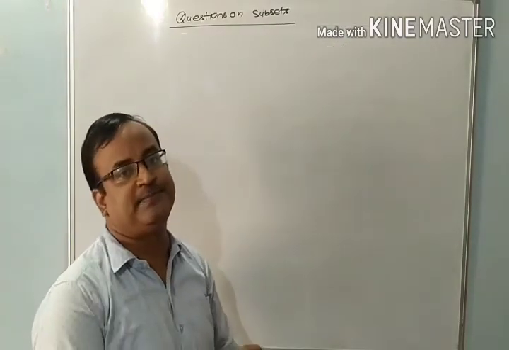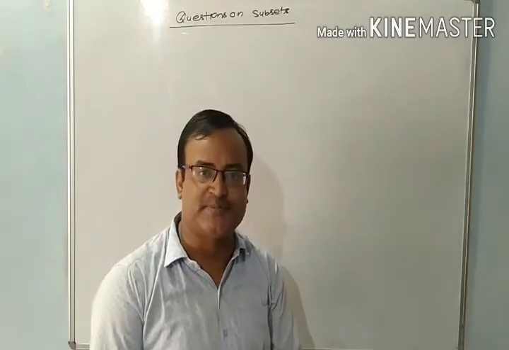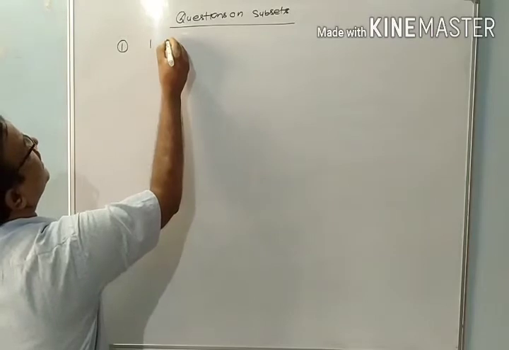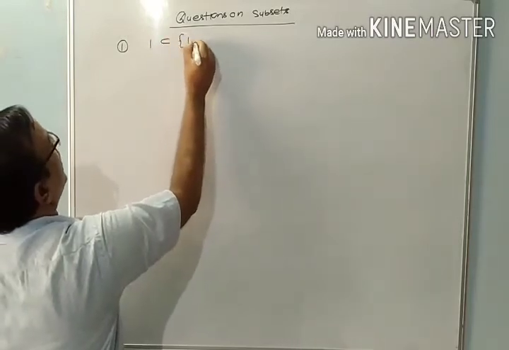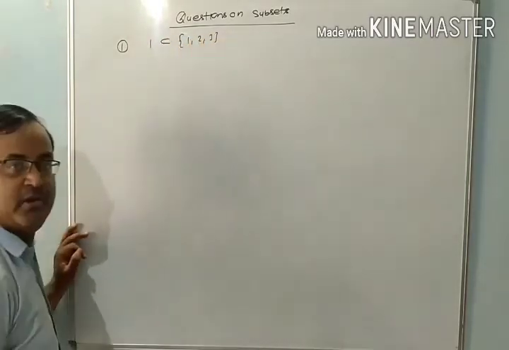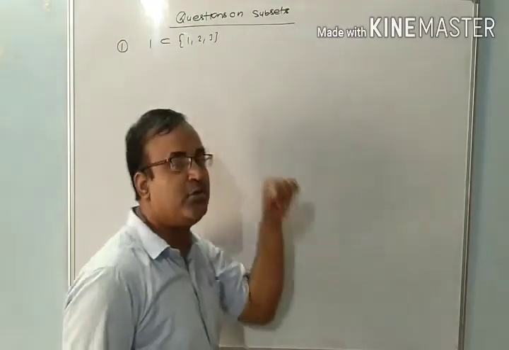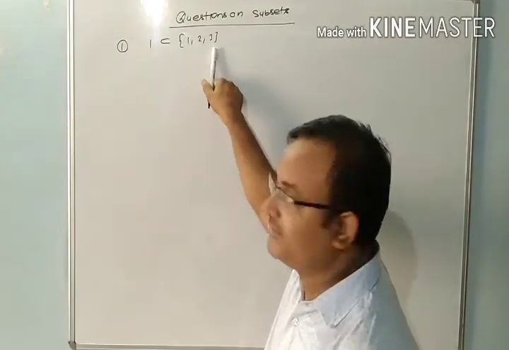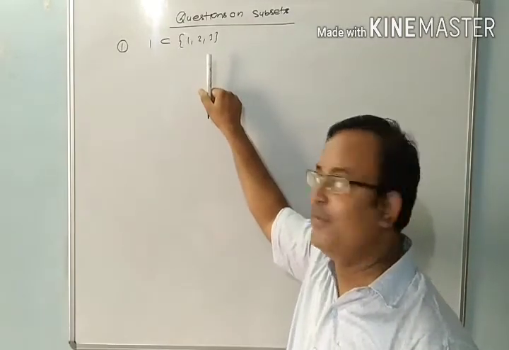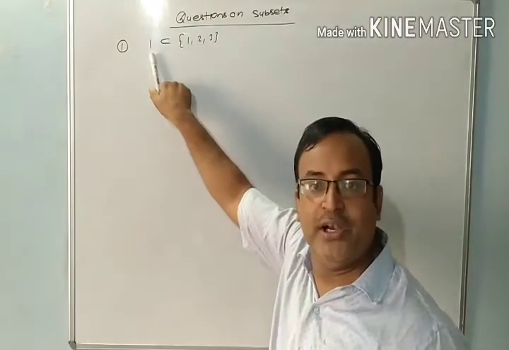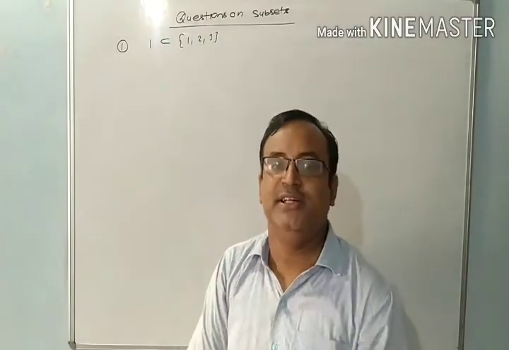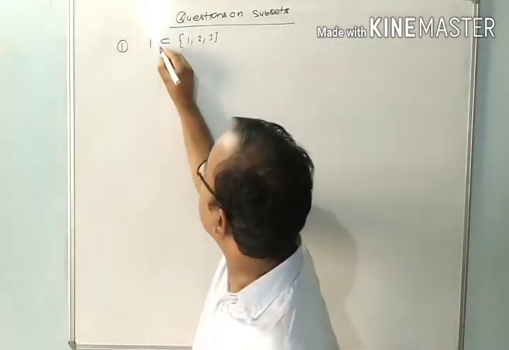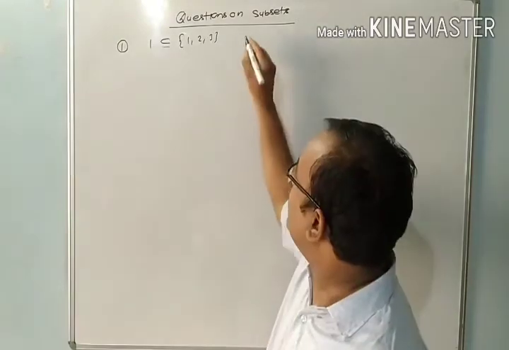Now questions on subsets. It will help you to understand subsets. Clear? So now my first question: 1 is a subset of {1, 2, 3}. We have to check whether it is true or false. It is false, because here 1 is an element. 1 is not in braces. Clear? That's why it is only an element. But here the sign of subset is given. Clear? So it is false.